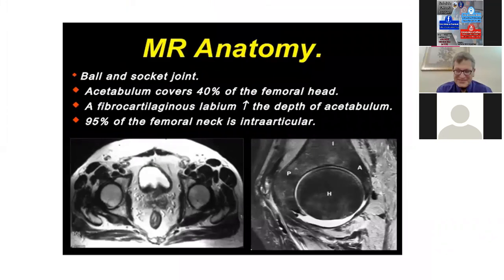The MRI anatomy, very simple. This joint is a ball and socket joint. The acetabulum covers more than 40% of the femoral head, and there is a fibrocartilaginous labrum that increases the thickness or depth of the acetabulum. We know that more than 90% of the femoral neck is intra-articular. This is more beneficial for that joint.